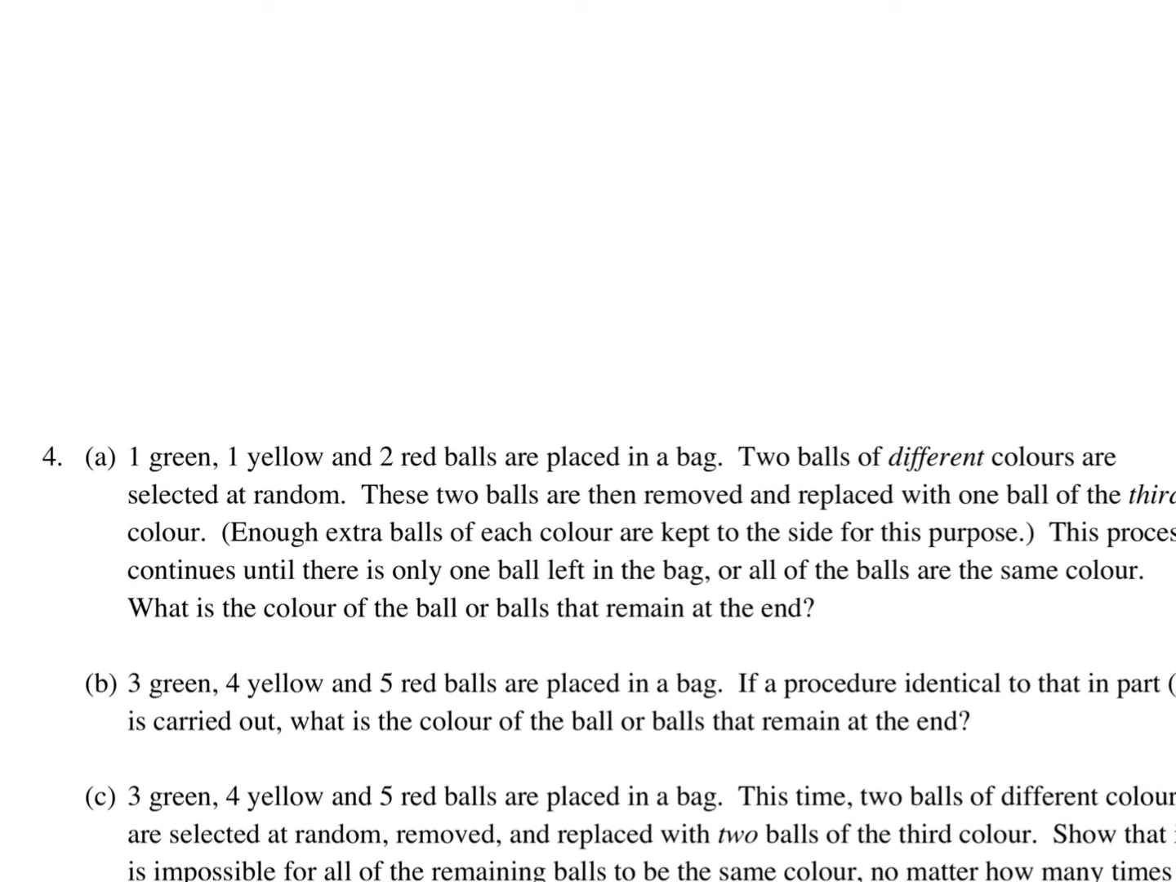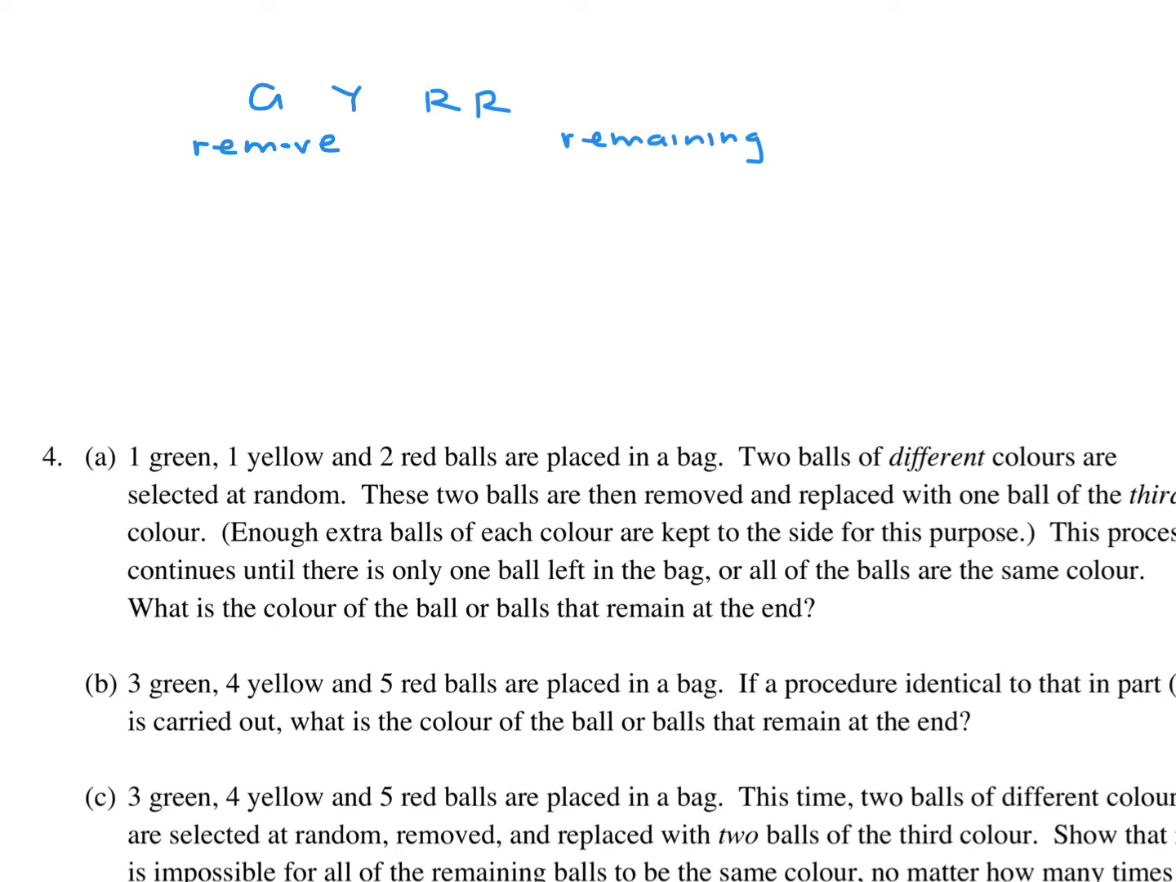So let's start. We have green, we have yellow, and we have 2 red. So we are going to remove, and then we are going to have what is remaining. So let's figure out some scenarios. If you remove green and yellow, you have RR remaining. But according to the question, we have to also add one of what was not removed. So we removed a green and a yellow, so the other color was red, so that's what we have to add. So we have to add a red. So there you go. We immediately arrived at a situation where all the balls are the same color, and that color is red.